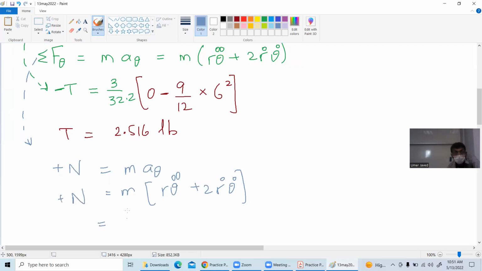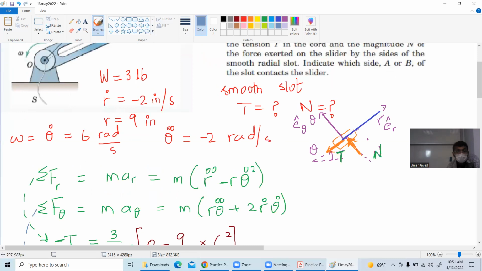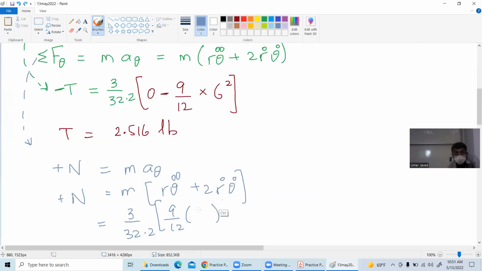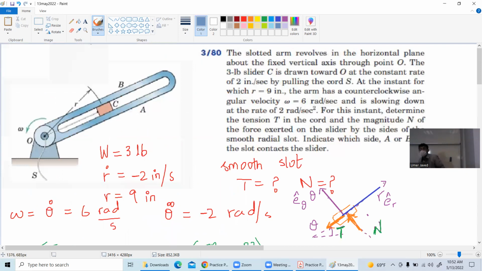Give me the answer quick. 3 by 32.2 into 9 by 12. Please give me the value. Multiply by theta double dot, which is given. Minus 2, okay. I will involve all the students who have just come. I will just finish the answer, and then 2 r dot theta dot, right? Any student who is planning to tell us why r dot is given to me as a negative value? Why is r dot negative?